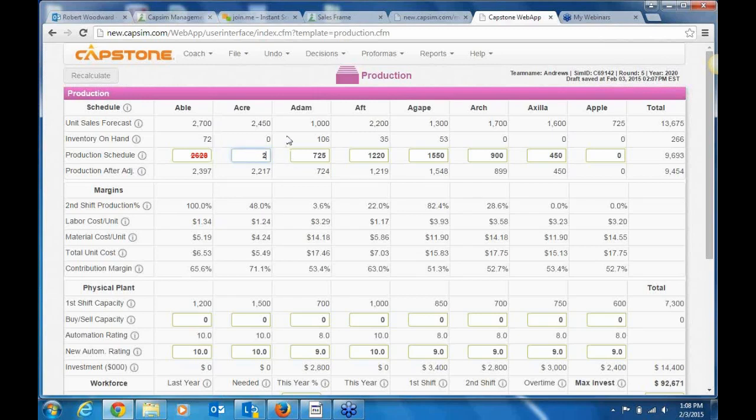with Acre, if I were to do the same process, 2,450, matching my production, I'm not going to have an issue with capacity because I have sufficient capacity for my needs. However, when I get here, I notice that my production after adjustment is lower than the 2,450. Actually, hold on, let me recalculate. I apologize.